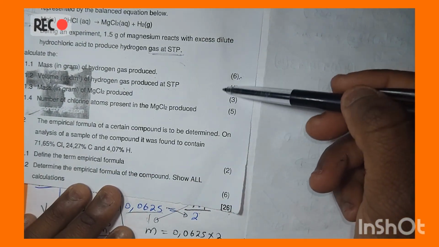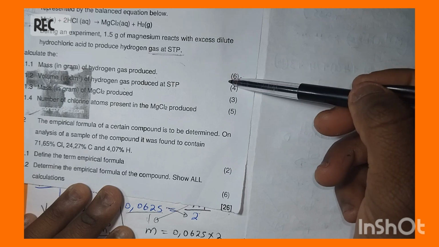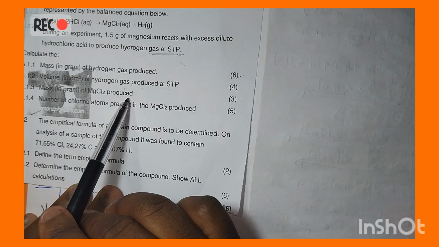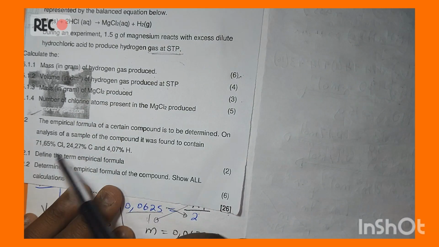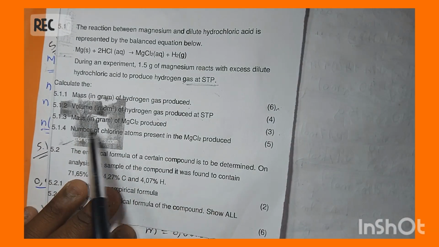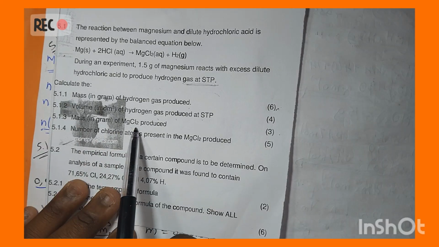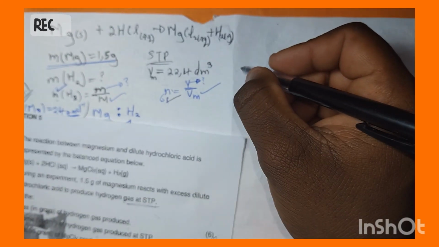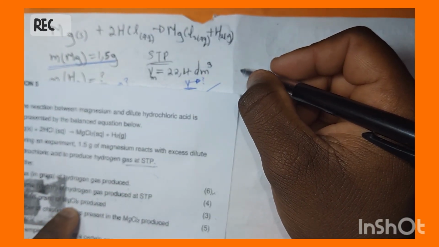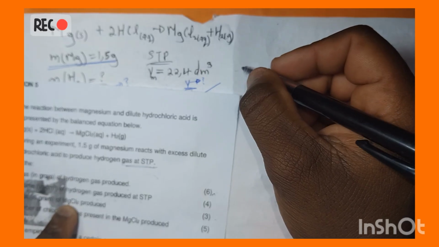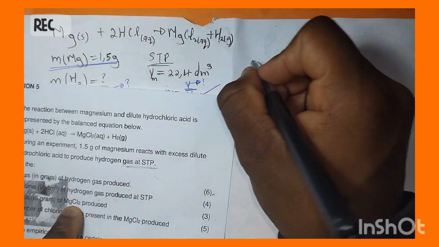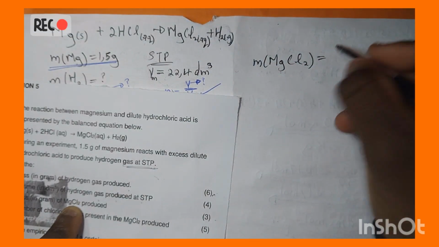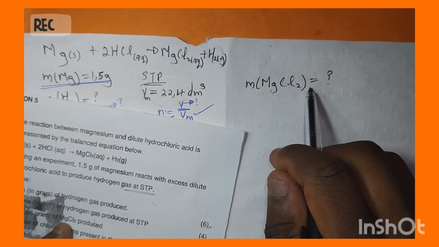Alright, guys, these marks are so free, guys. This thing is already 10 marks. What about this one? Calculate the mass in grams of the product. So now we want to get the mass of this thing in grams. The mass that they need is the mass of MgCl2. We want to solve the mass of this thing there.